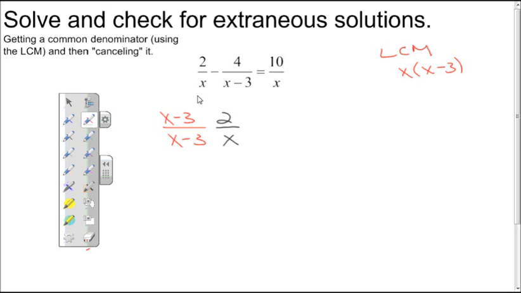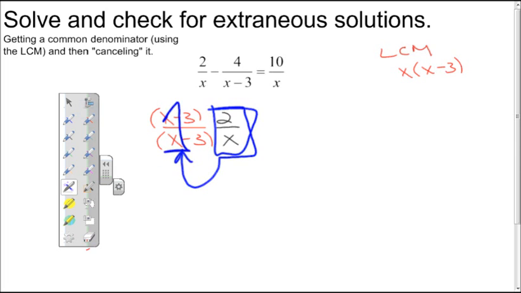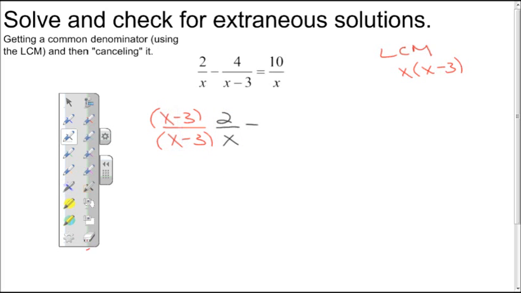Okay? Now, the big idea here is that this number is 1. Anything over itself is 1. So when I multiply this 2 over x by 1, I haven't really changed it. And that's the big idea there. Okay, so we're going to go to subtract.